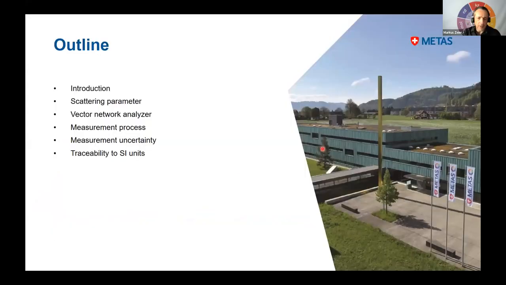So the outline of my talk, you should see the next slide now, is I give a short introduction, then I'll explain what the S-parameters or scattering parameters are. They're being measured with vector network analyzers, so I should use a few words on those. Then the measurement process is a bit special. And the two last points, which are quite important, are the evaluation of the measurement uncertainty, and then also how we establish traceability to the SI units.